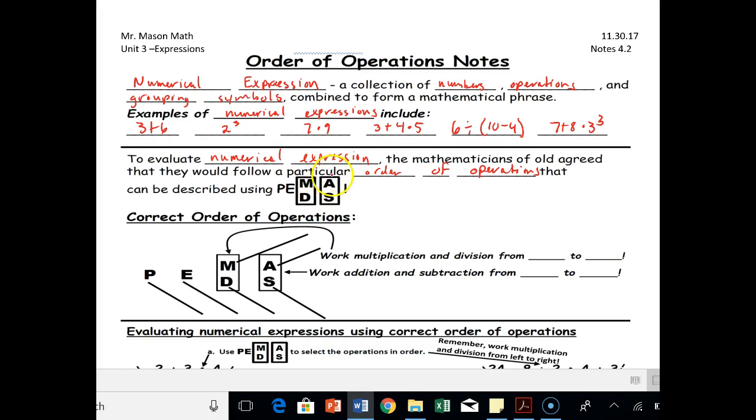Notice again, M and D and A and S, they are on the same level. So you work multiplication and division from left to right, whatever pops up first. So sometimes division pops up first. You work that before multiplication. You work addition and subtraction from, again, left to right. So it's not always addition before subtraction or always multiplication before division. Right? So P obviously stands for parentheses, E exponents, multiplication, division, addition, subtraction.